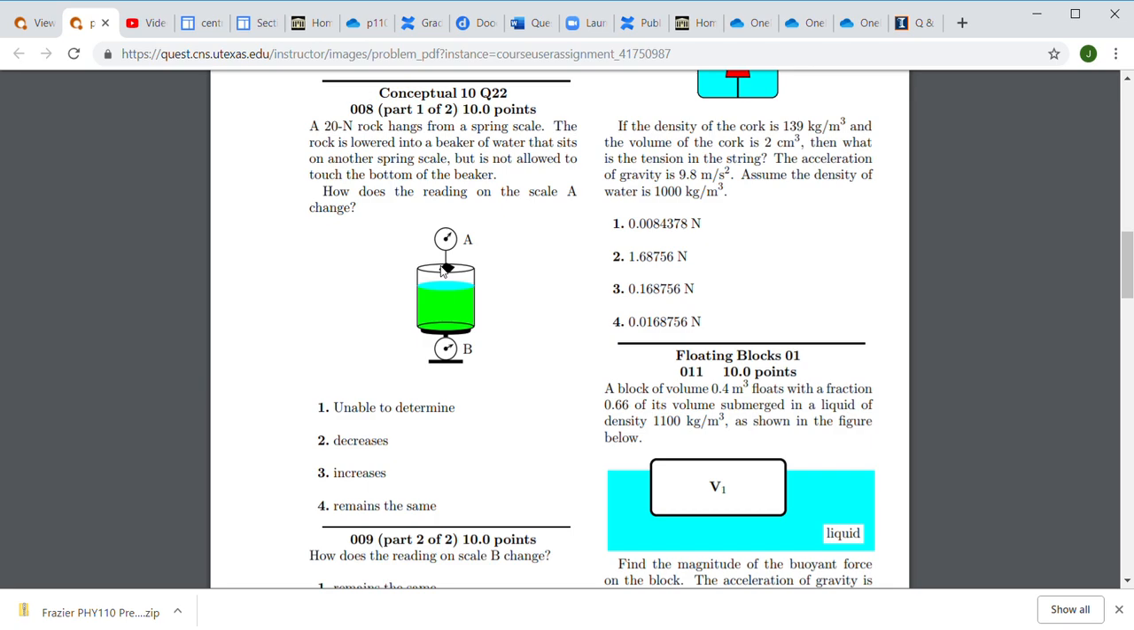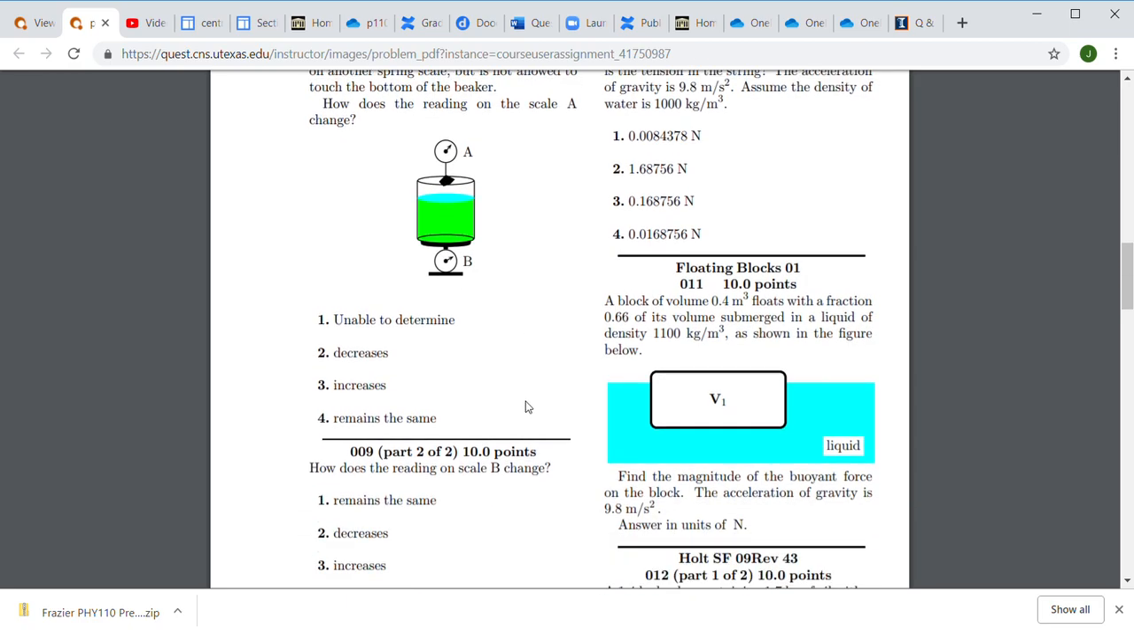So when it's out of the fluid, the string has to hold up the entire weight, and so the scale will read the entire weight, whereas when it's underneath the fluid, the string plus the buoyant force has to balance out the entire weight, and therefore the string doesn't have to pull as hard. That means scale A's reading will decrease.